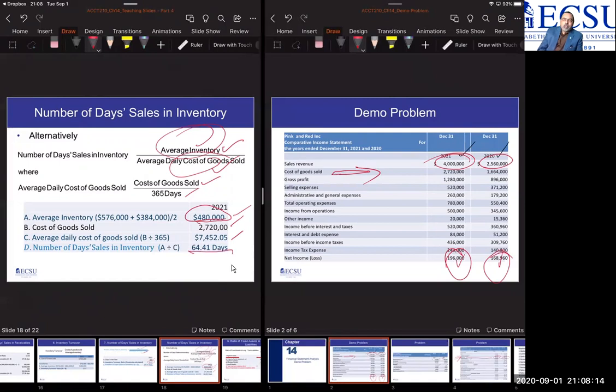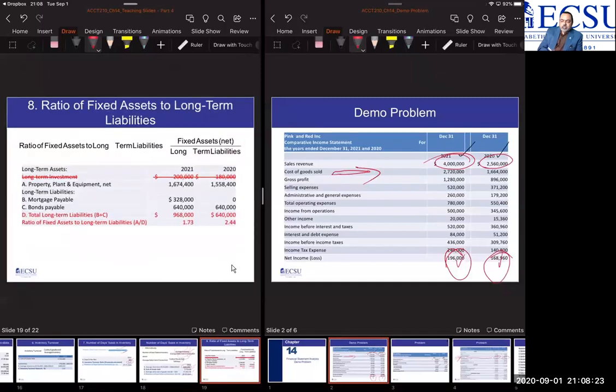So it is the same number of days as we calculated using the previous formula. So that is your number of days sales receivable. Now the next one we're going to talk about is the ratio of fixed assets to long-term liabilities. We just talked about this in this presentation, so I'm not going to spend much time again repeating the same thing I've said, but nevertheless we'll use that problem and calculate your ratio.